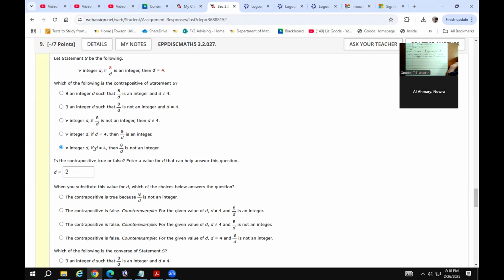When we plug in 2 here, we're satisfying that the D we've chosen, D equals 2, is not 4. And we are also not satisfying the conclusion that 8 over 2 is not an integer because, of course, 8 over 2 is an integer. So to prove this if-then is false, we make sure that the hypothesis is true. That's why we couldn't pick 4. And the conclusion is false.